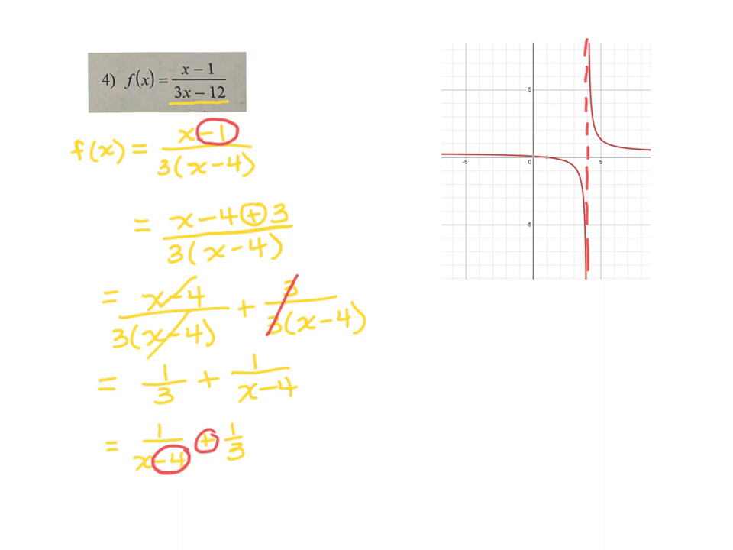But that's it. Basically, you want to get the top to look like the factor on the bottom so that you can cancel it out.